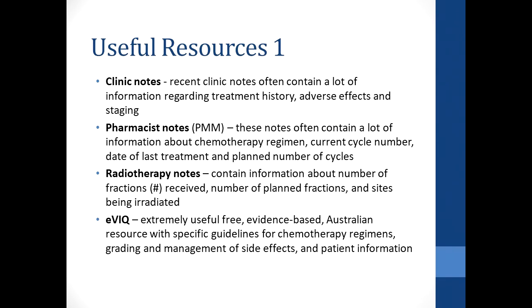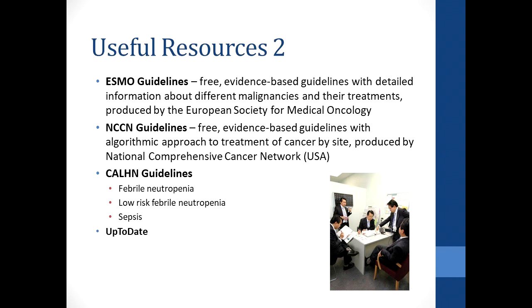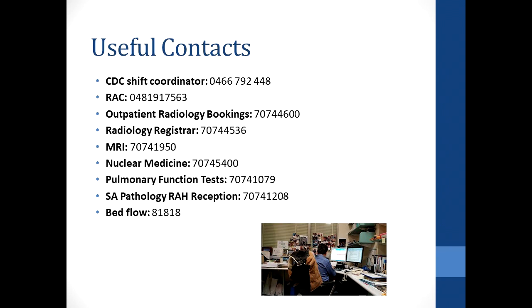Useful resources can be obtained from clinical notes that you can access electronically through Sunrise. Pharmacy notes, radiotherapy notes, and AVQ are all extremely helpful resources. The ESMO guideline that I've mentioned, the NCCN guideline, and current guidelines on febrile neutropenia, low-risk febrile neutropenia and sepsis are also available and up to date. These numbers are very helpful, so I suggest that you take a picture and store them on your phone.